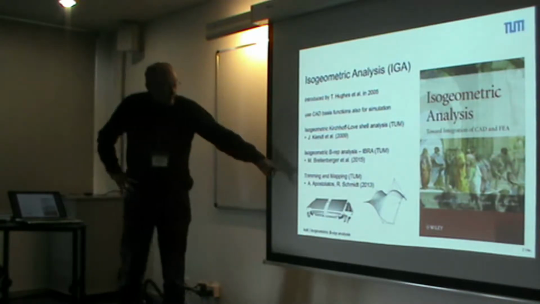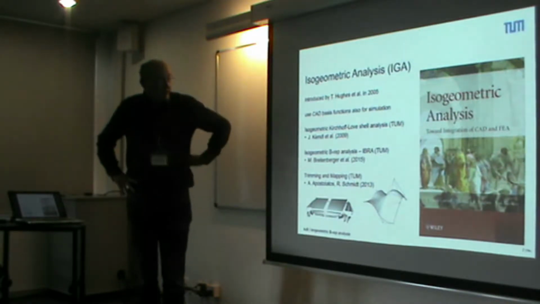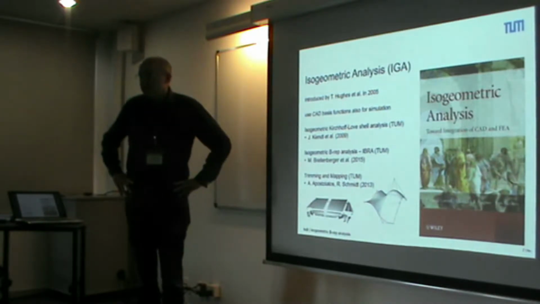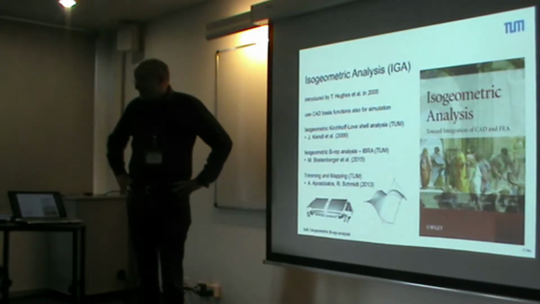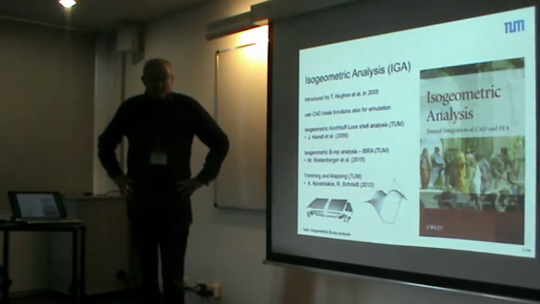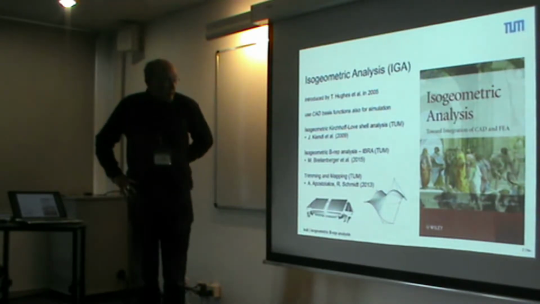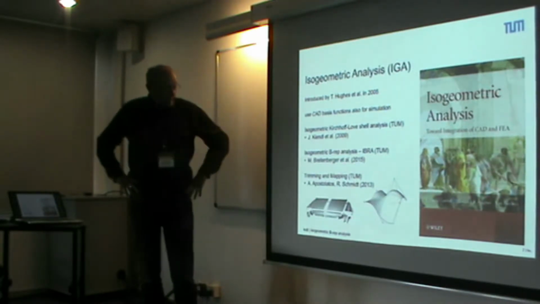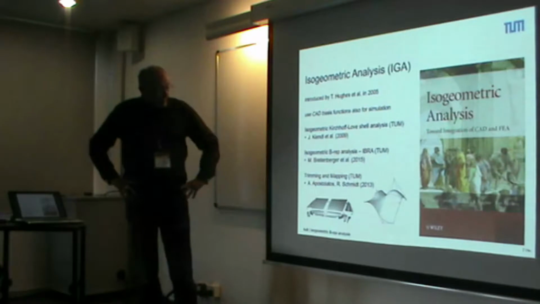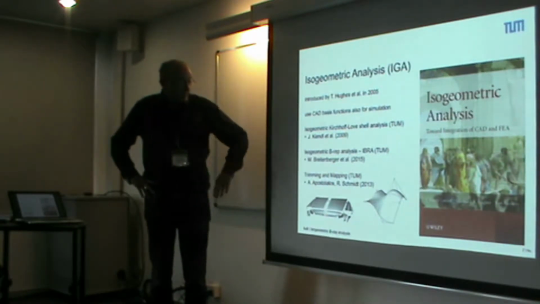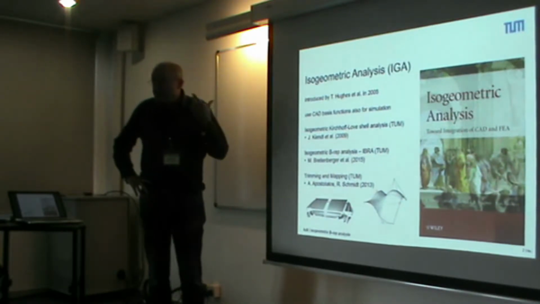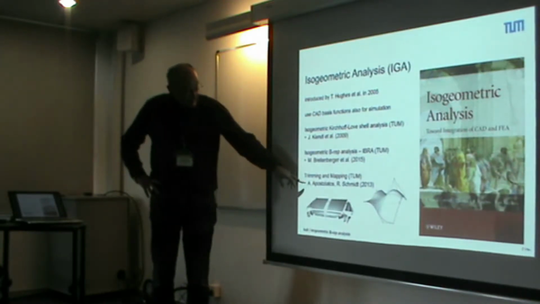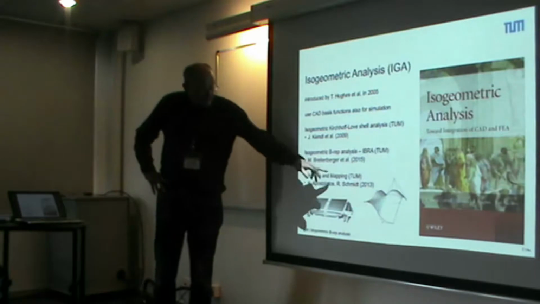And there are three things which I mentioned. The shell, which we have been focusing on, the work by Josef Kiendl, also later on a member of Alessandro's group and now professor in Norway, who developed this Kirchhoff-Love shell. And the work by Michael Breitenberger, who developed from that the isogeometric B-rep analysis, which I will just show you in a second. But I also mention these two guys, Andreas Apostolatos and Robert Schmidt.